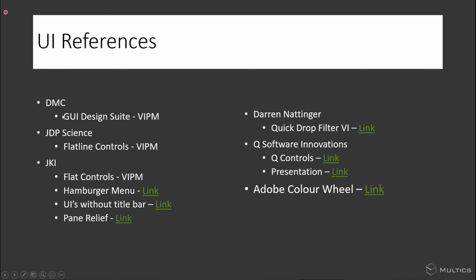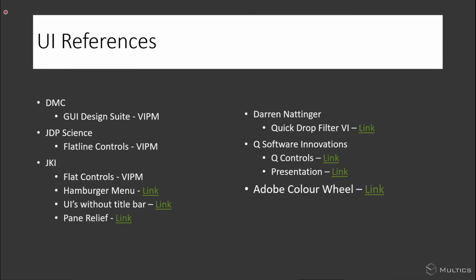DMC did a couple of really good presentations at IDE about how they make their UIs, and they also have a GUI design suite. So it's on VIPM. It's pretty cool. And JDP Science has Flatline controls. So that's also really, really good. JKI also has some blog posts about how you do hamburger menus, UIs without title bar, and also Pane Relief. Pane Relief is used for splitter bars, sizing and things like that, and it's a godsend really, because without that it really makes it difficult to do stuff with panes.